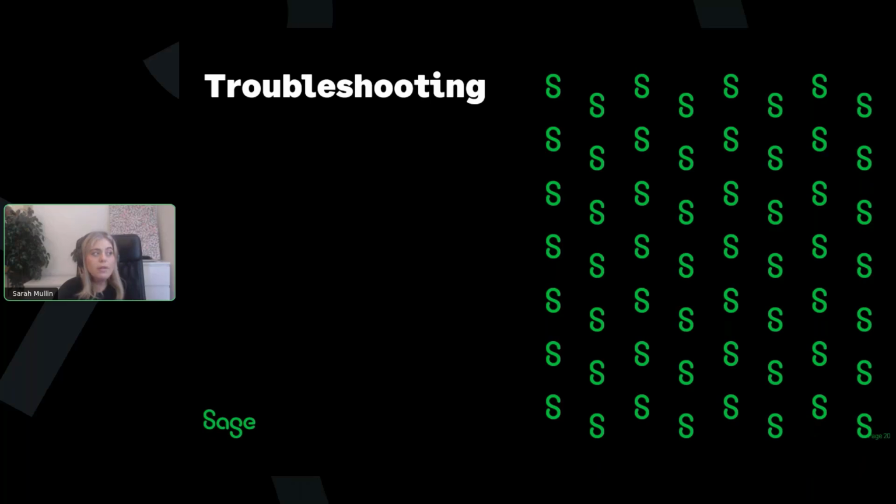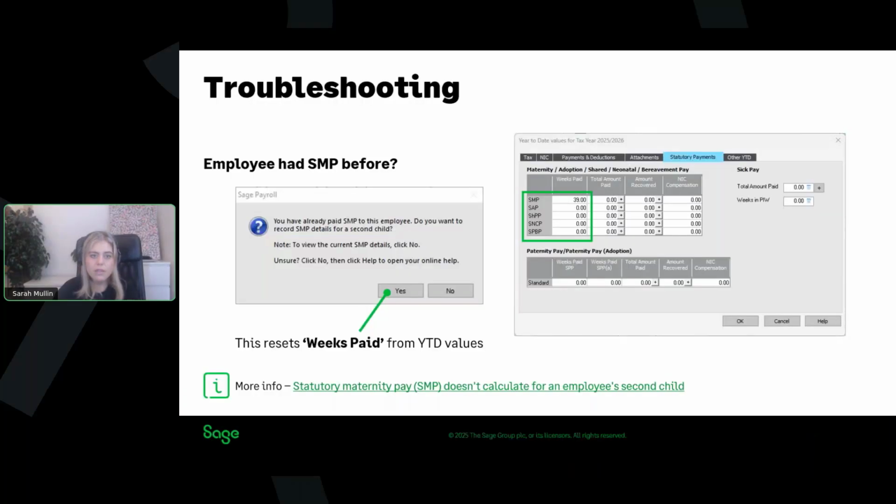So a couple of common scenarios with this one. The first one is where an employee's had SMP before, so it's their second child. Now, if you use the quick employee option, so if you go in via record an SMP, you will see that message over on the left-hand side. Now, this will reset the weeks paid from the year-to-date values, or you could always do it manually if you prefer to do that. So if you do use the quick SMP option, you do want to be a little bit careful about going in there.